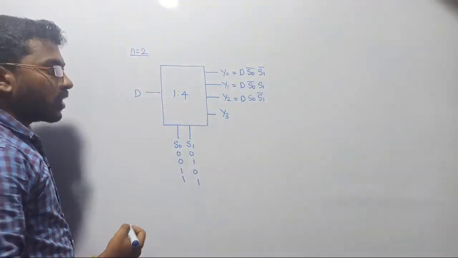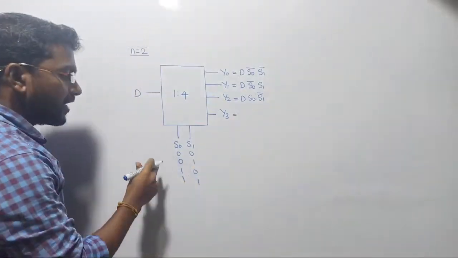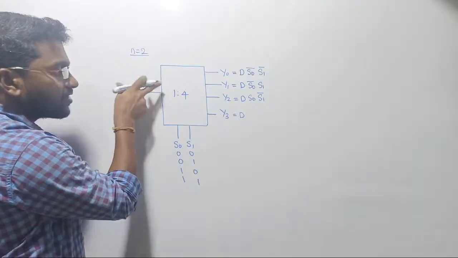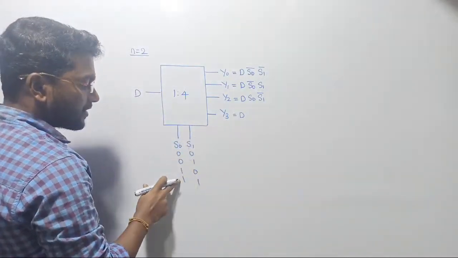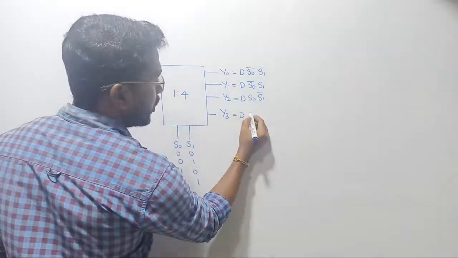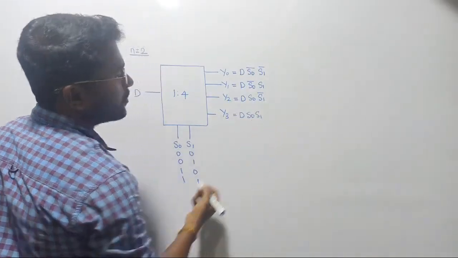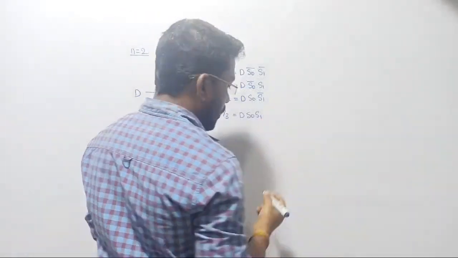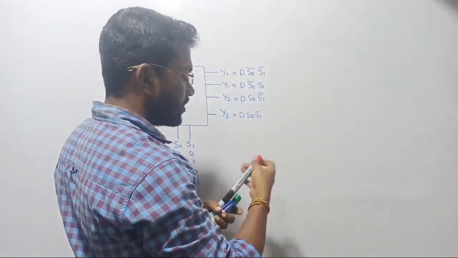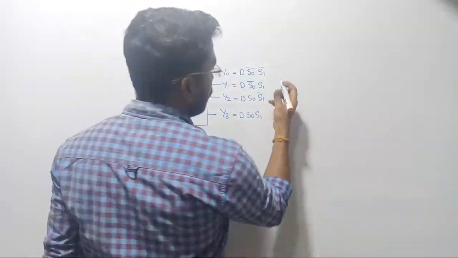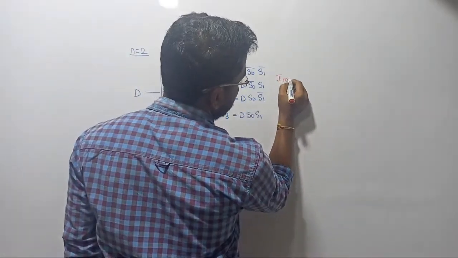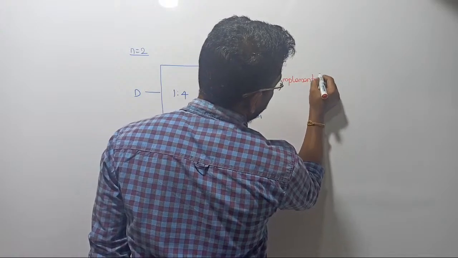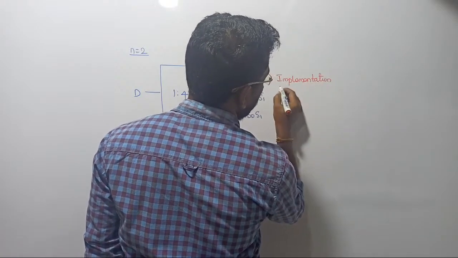Now the final data line will be selected when S0 and S1 are both 1 1, such that output, right? So the data will be distributed through the fourth line, whereas its corresponding data selectors are going to be S0 and S1 only. So if you want to implement the circuit, you can simply implement it. Let me also show you the implementation of the digital circuit.